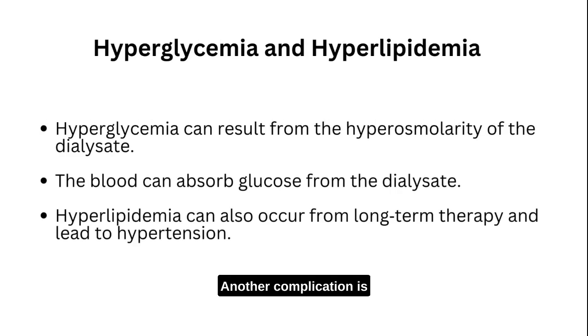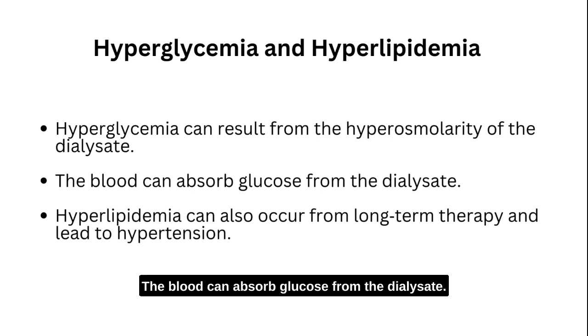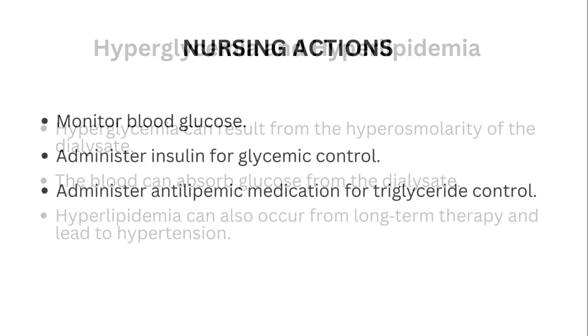Another complication is hyperglycemia and hyperlipidemia. Hyperglycemia can result from the hyperosmolarity of the dialysate. The blood can absorb glucose from the dialysate. Hyperlipidemia can also occur from long-term therapy and lead to hypertension.